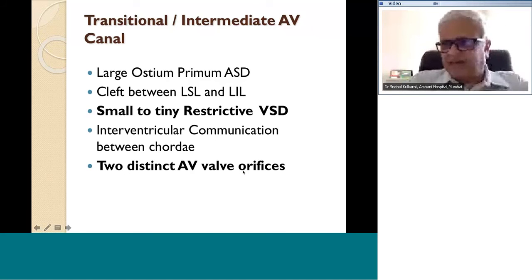In this, if you have a restrictive VSD, the common AV canal, this is called a transitional AV canal, or sorry, an intermediate AV canal. And if you have two distinct valves, you can further categorize the transitional AV canal.